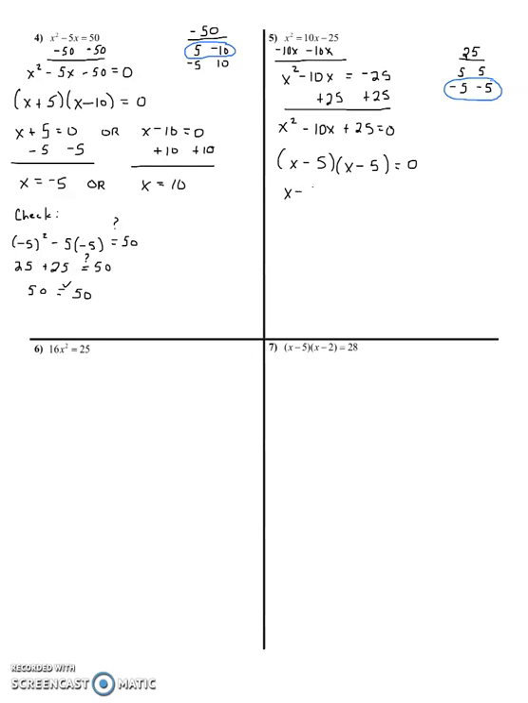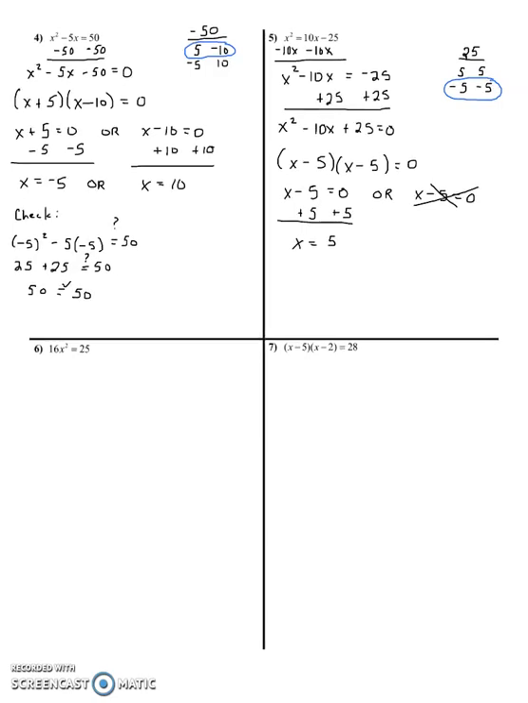So either x minus 5 equals 0 or x minus 5 equals 0. Now, since we have the same thing twice, is it really necessary for us to solve it twice? No, it's not. So we don't have to worry about that second one, but only because it's exactly the same thing. So if we just add 5 to both sides, we get x equals positive 5.